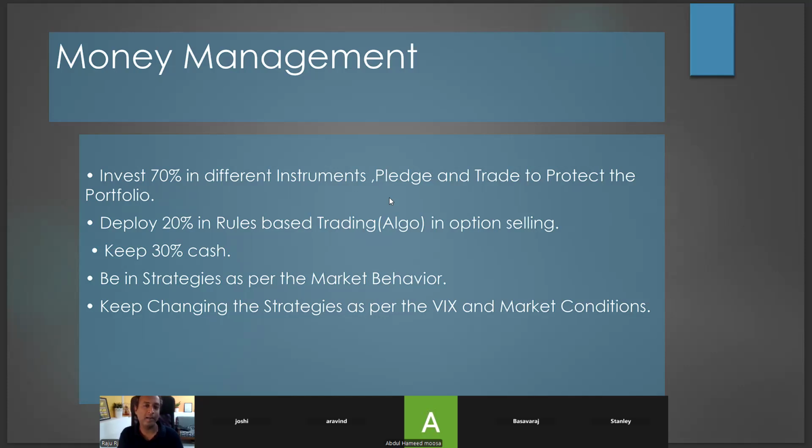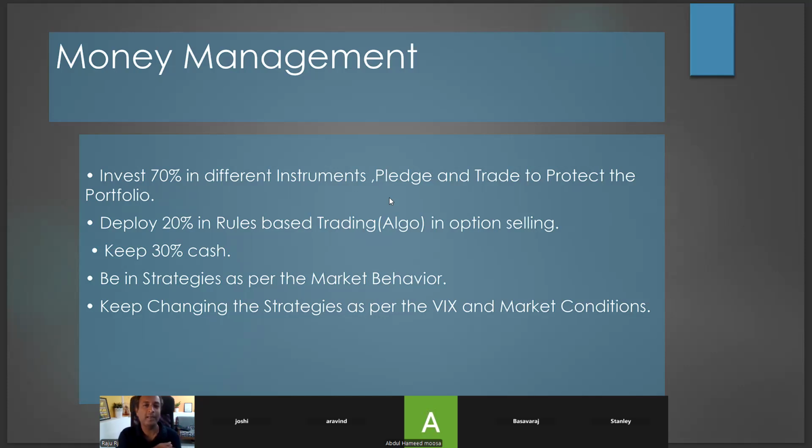You be in that range and make consistent money, and once you accumulate certain profit, you start increasing your risk to reward in rule-based trading. You can deploy multiple lots into a buying strategy on a directional basis. So that is how you have to manage. Don't keep idle money in your account. Idle money will kill you.